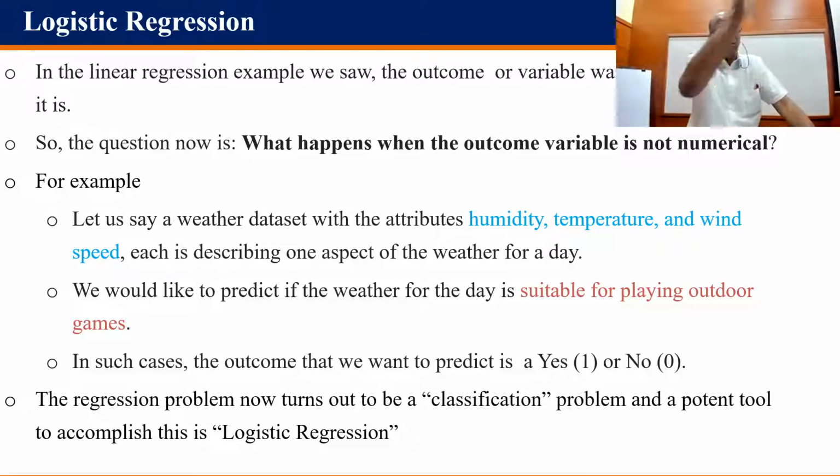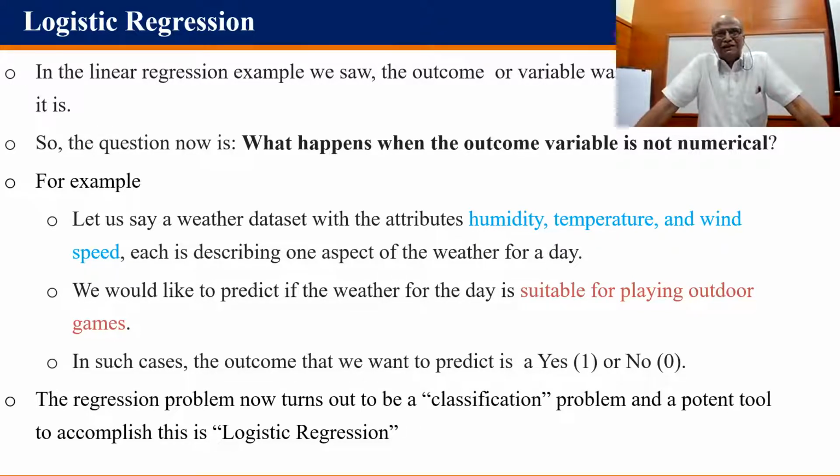But variables can have all sorts of values. How many kg of weight I'm carrying, and what is the speed at which an auto rickshaw is coming? What is the speed at which some Honda City car is coming? Whatever. But the output is I either go or no go. All right. Let's take another example. Let us say a weather data set with the attributes humidity, temperature, and wind speed. Each is describing one aspect of the weather for a day. We'd like to predict if it is suitable for playing outdoor games.